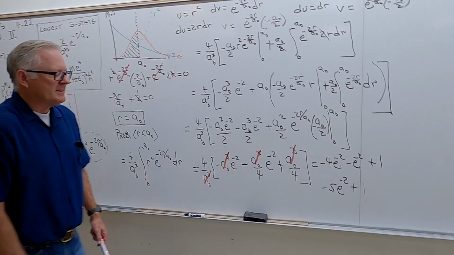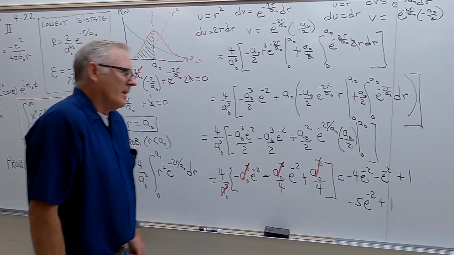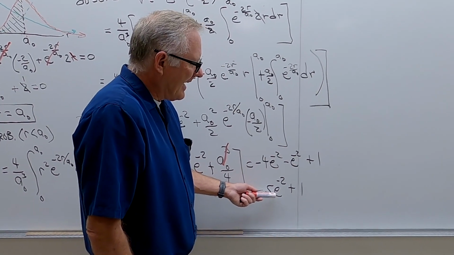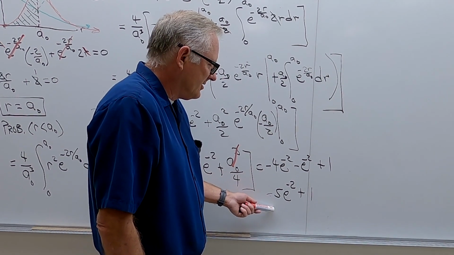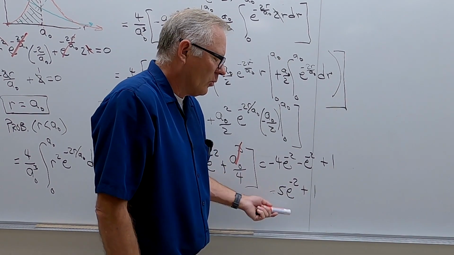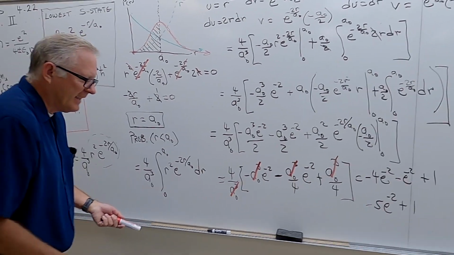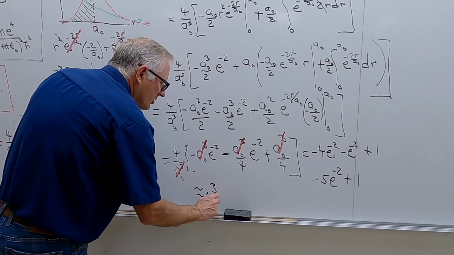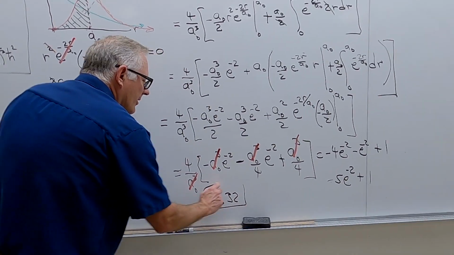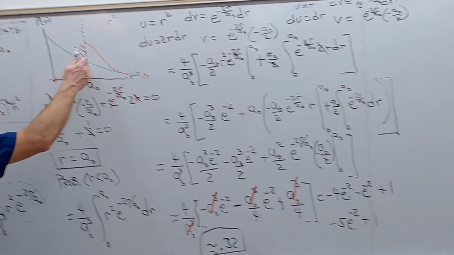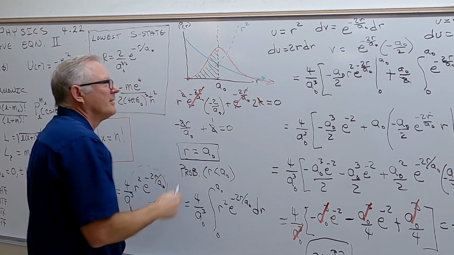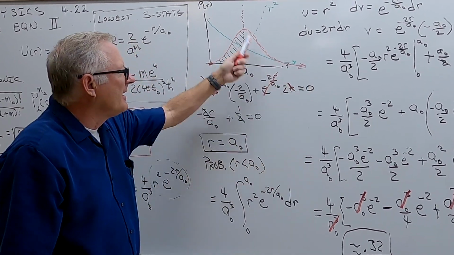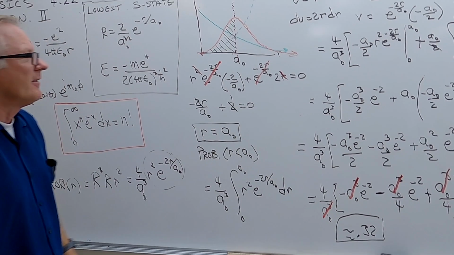If you plug in this number right here, e to the minus 2 is like 1 over 8 or something like that. So 5/8, minus 5/8 plus 1. 1 minus 5/8 is like 3/8. It's about 0.32 or something like that right here. So the probability that you're within this would correspond to 32% of the area. And the rest, that would mean that this area out here would be like 68% of the area.